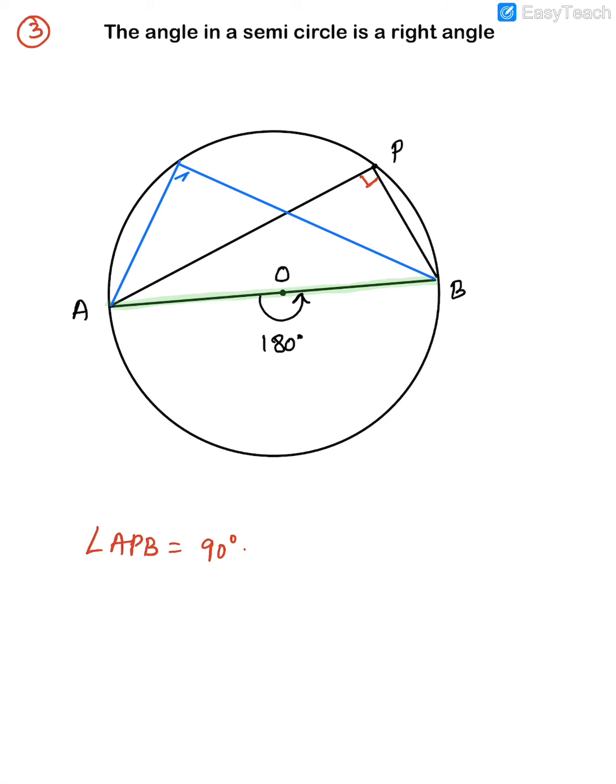Okay, that angle would have been still what? 90 degree here, like this. Let's say this is a point Q, so angle AQB also would have been what? 90 degree. Clear? Now the next property number 4, one of the most important properties.